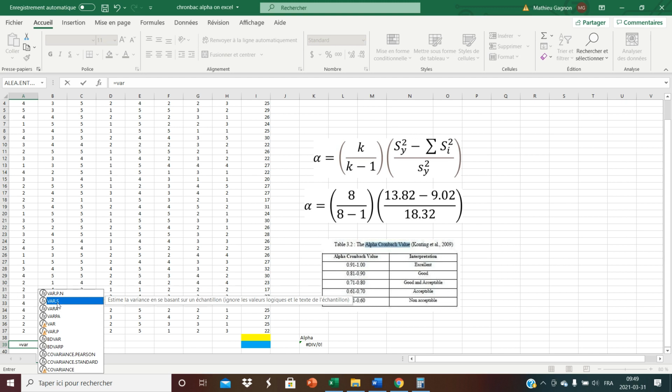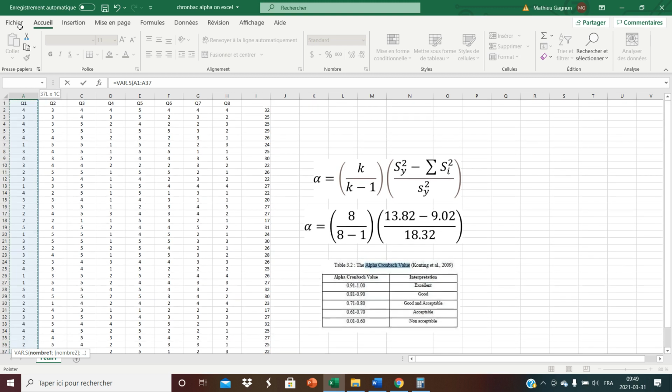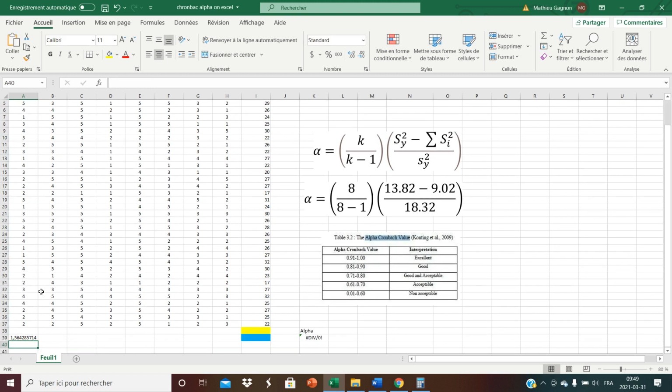var.s. Okay? Et var.s, ce qu'il fait, c'est qu'il estime la variance en se basant sur un échantillon. C'est donc la variance pour un échantillon, pas la variance pour une population. On a ici accès à un échantillon, okay? Pas une population, évidemment. Donc, c'est ce qu'on veut prendre. Okay? Il estime la variance à l'aide d'un échantillon. All right? Var S. If I double-click on there, it opens a bracket. Ça ouvre une parenthèse. Je prends chacune des données dedans, sans mettre Q1, évidemment. Voilà. Je ferme la parenthèse. Click. Enter. Here's the variance for this question.